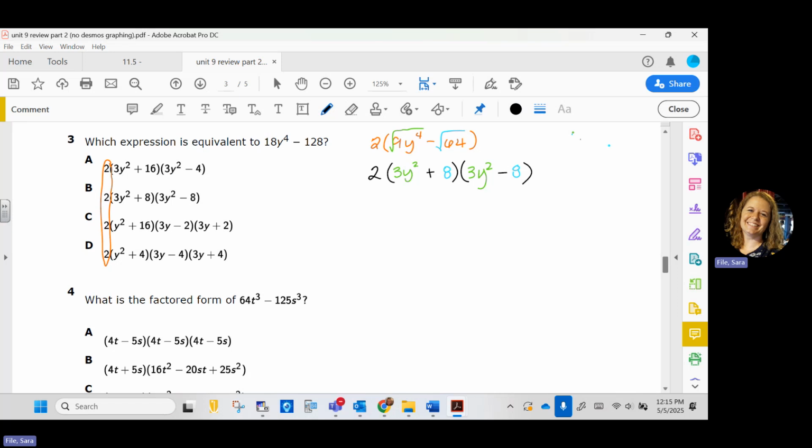It doesn't disappear. Then you always want to double check. Can I take it any further? Here's another difference, but these are no longer perfect squares. So I cannot take that one any further. So that's 3y squared plus 8 and minus 8. So that's here.